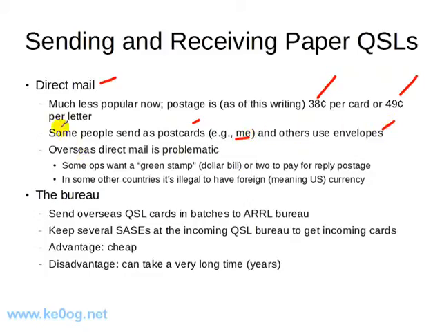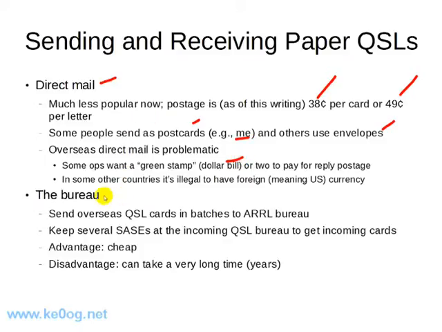Now, when we talk about QSLing with people overseas in other countries, direct mail can become problematic. You can send a card to somebody, no problem. It's expensive. It's over $1 to send a card to somebody overseas. And some operators, if you want their confirmation, ask you to send them what they call a green stamp, which is a $1 bill or $2 to pay for the reply postage. In some countries, note that it's illegal to possess foreign currency. So if you send a couple dollars to somebody in one of those countries, you can get them in trouble. So it pays when you do your DXing to know which countries to send that to and which not to.